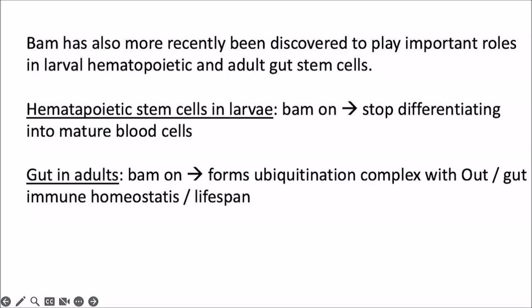And even more recently, it's been revealed that in the gut, BAM forms a ubiquitination complex with OTU to regulate immune homeostasis, and that can influence lifespan. So over the time it's taken to work on this, we've gotten some complexities, but it turns out that this role in ubiquitination may actually be related.